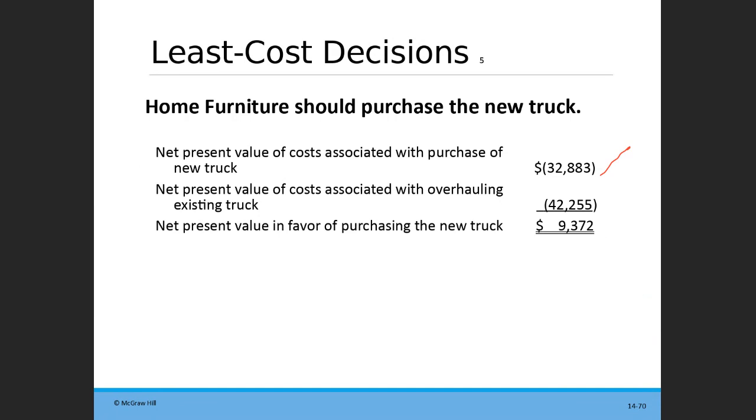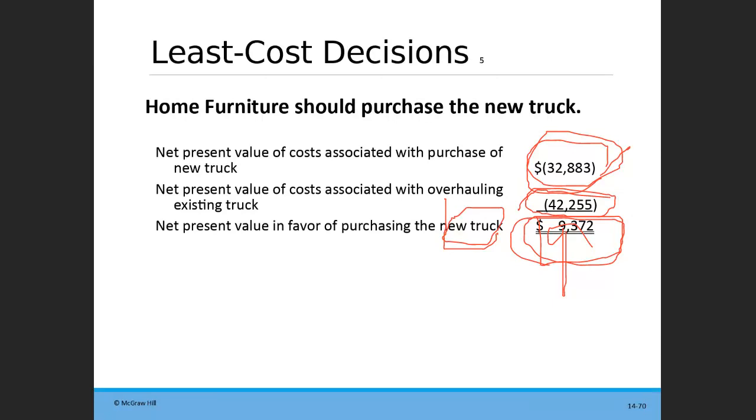If I buy a new truck, my total net present value of all my costs is 32,883. If I keep the old one, the net present value of all my costs is 42,255. So I'm better off by $9,372 if I buy the new truck. New truck. All right, so that's pretty easy.